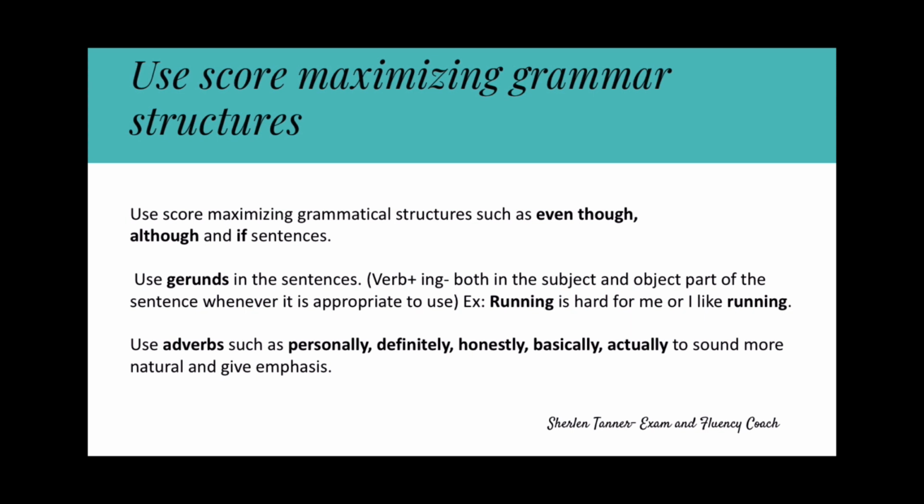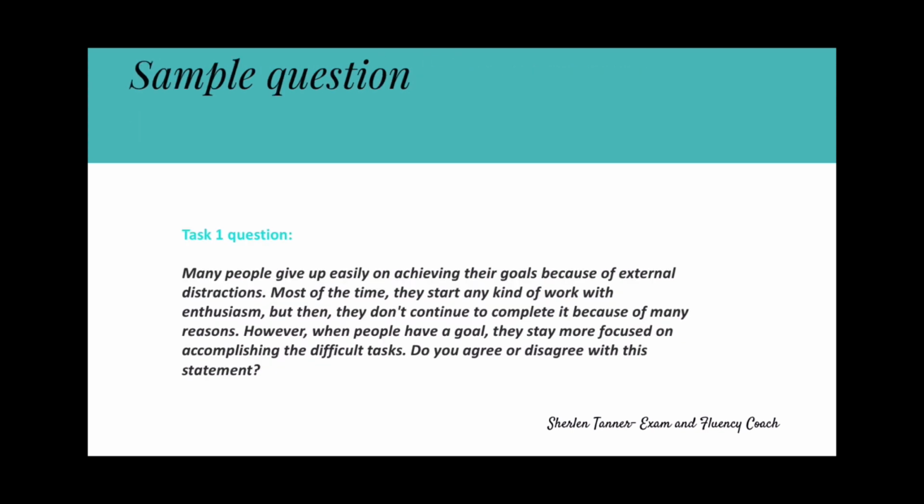And then make sure that you use score maximizing grammar structures, like even though, although, and if sentences. Use gerunds in the sentences, like verb plus ing, both in the subject and object part of the sentence, whenever it is okay to use. For example, running is hard for me, or I like running. Use adverbs such as personally, definitely, honestly, basically, actually to sound more natural and give emphasis.